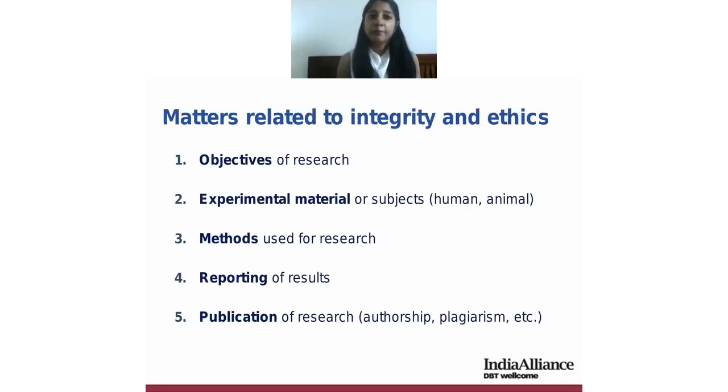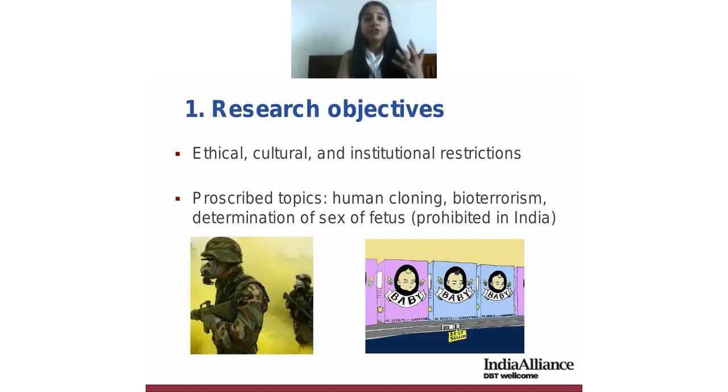So now coming to the matters related to integrity and ethics, I'm going to go over these 5 points in great detail. First is the type of research objectives. There could be ethical, cultural, or institutional restrictions. Some of these objectives could vary across countries. There are certain topics that are proscribed, like human cloning, bioterrorism. So research on these topics is considered unethical depending on the country that you are in.